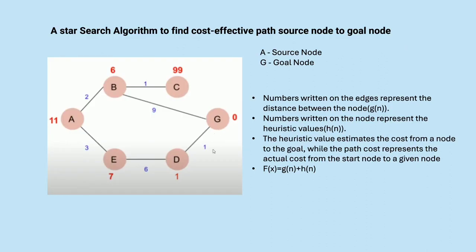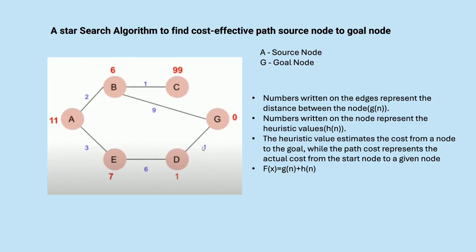The heuristic value estimates the cost from the node to the goal, while the path cost represents the actual cost from the start node to a given node. f of x equals g of n plus h of n. Here we will see how it works.